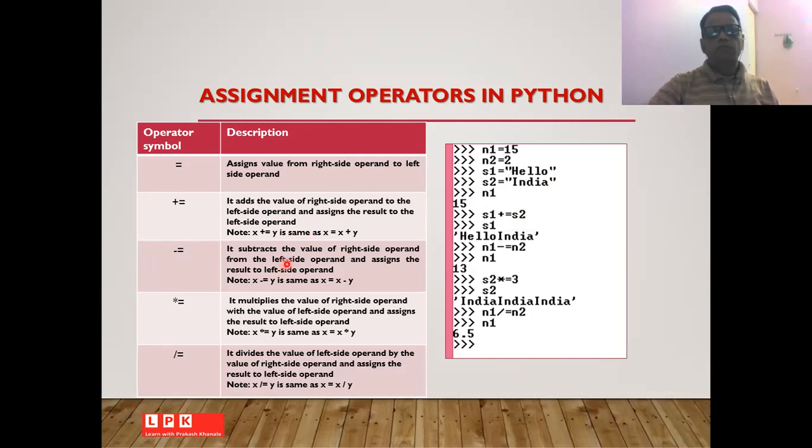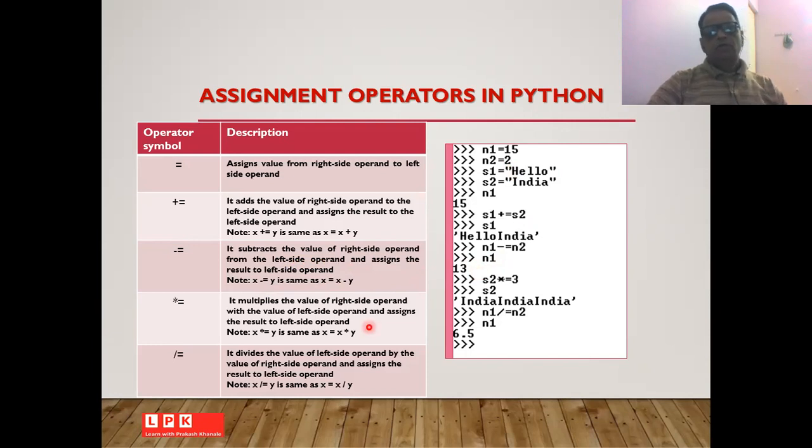Minus equal to will subtract the value of the right hand side operand from the left hand side operand and will assign the result to the left hand side operand. So x minus equal to y is the same as x is equal to x minus y. So if I write n1 minus equal to n2, and if I print the value of n1, I will get 13 because 15 minus 2 is just nothing but 13. And this will be the new value of n1.